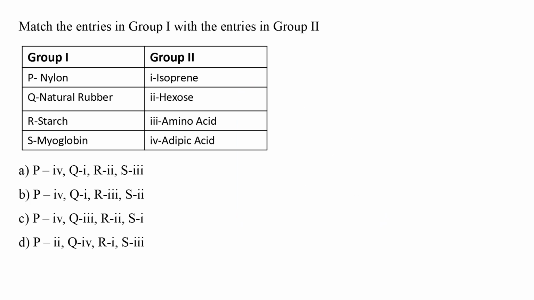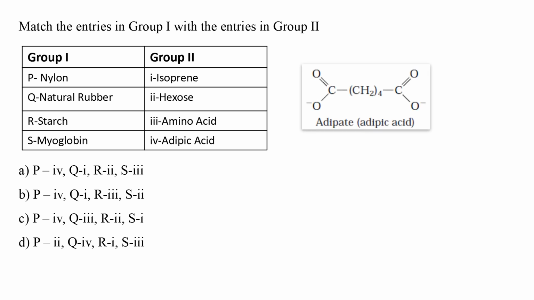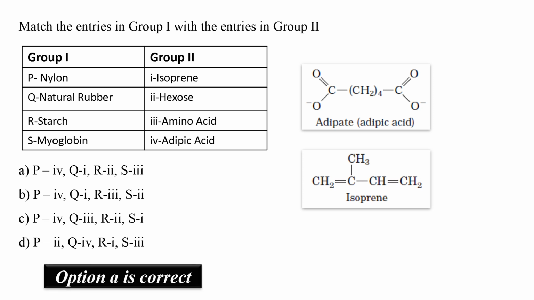The next question. Match the entries in group 1 with the entries in group 2. So nylon is a polymer of adipic acid. Natural rubber is a polymer of isoprene. Starch, as you know, is a polymer of hexose sugar, while myoglobin, because it is a protein, is a polymer of amino acids. So option A is the correct answer.